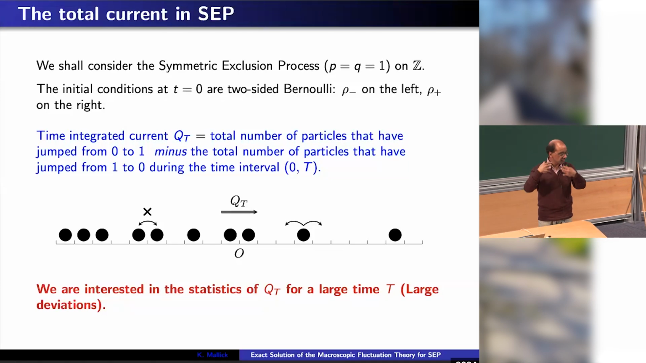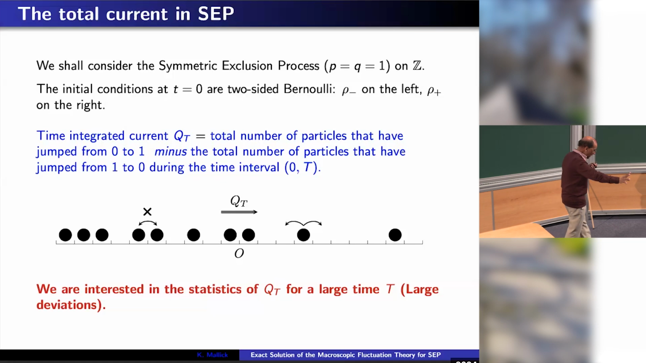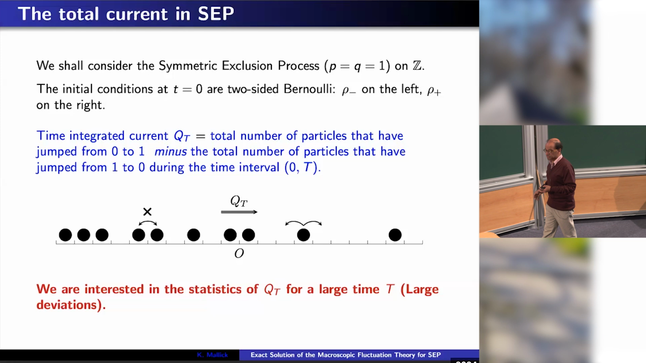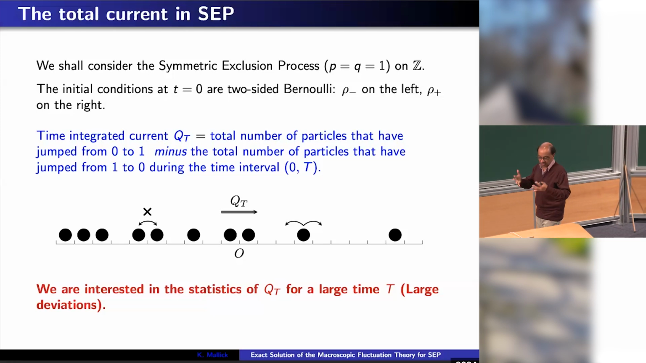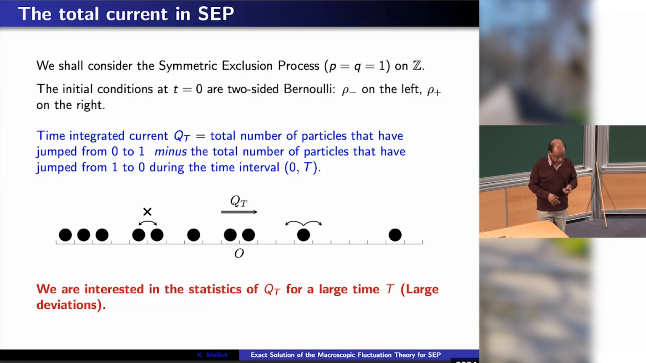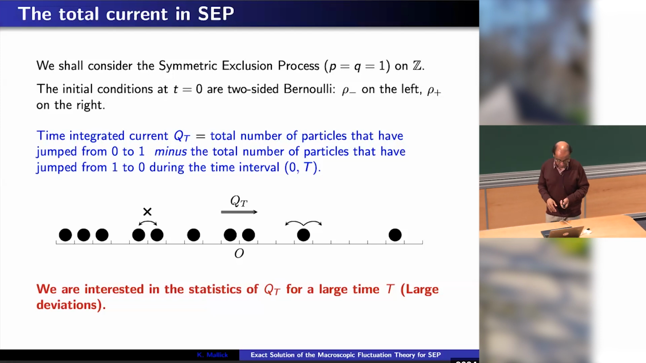Really imagine a fluid which is flowing through my one-dimensional pipe. And this random variable, I want to characterize it. I want to compute its large deviations, its cumulant generating function, and maybe even its full distribution at finite time. We shall be able to achieve that.